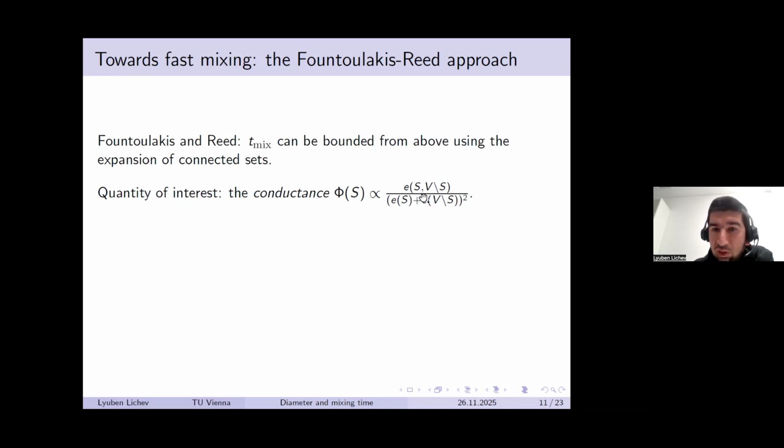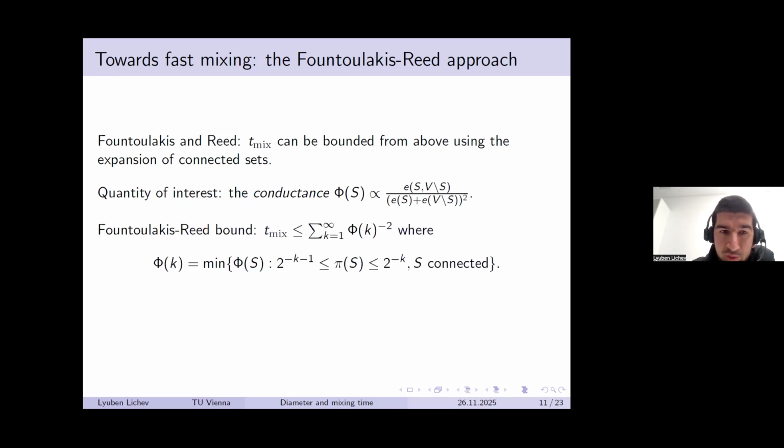So these conductances here are essentially proportional to the number of edges going out of our set. And what is their importance? Well, Fontoullakis and Reed actually show that T-mix is upper bounded by some sum of something that looks like the conductances, and these quantities here are essentially minima over the conductances of sets which have some particular weight under the stationary distribution of the walk and are connected.